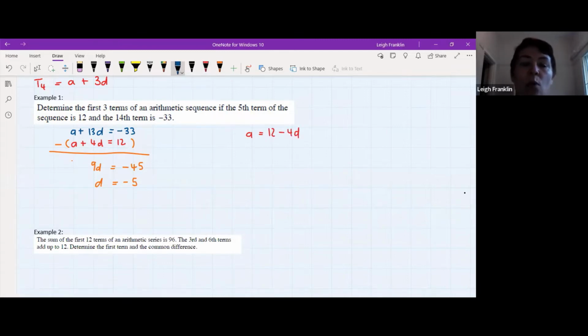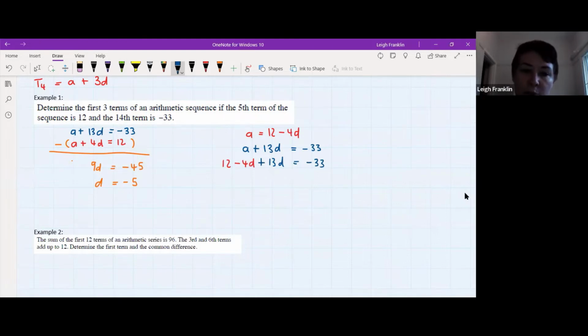Now, Sipasihle, I want to go and substitute. So now I'm going to have to sub into the other equation. So in place of A, so A plus 13D is minus 33. So in place of this A over here, I'm going to write 12 minus 4D, plus 13D equals negative 33.